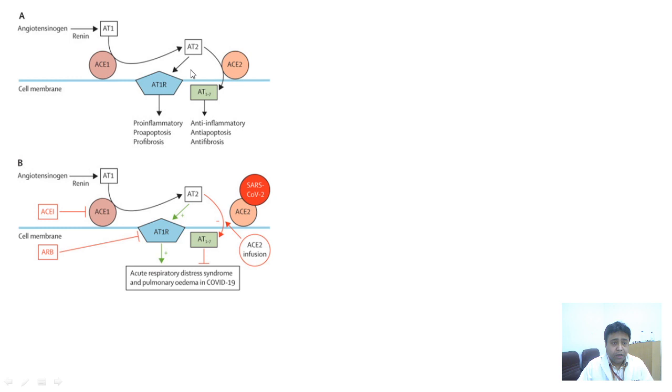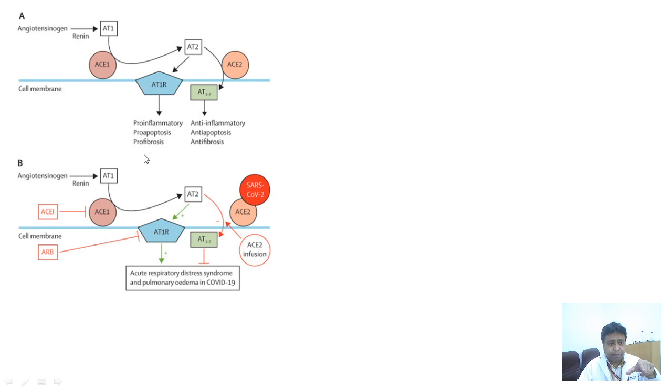Now, there is another process that goes on simultaneously, because once angiotensin 2 is formed, and I'm just summarizing here, this angiotensin 2 has a potent action on the blood vessels: it increases blood pressure by causing constriction of the blood vessels, right? And this is mediated by the AT1 receptors where angiotensin 2 binds.